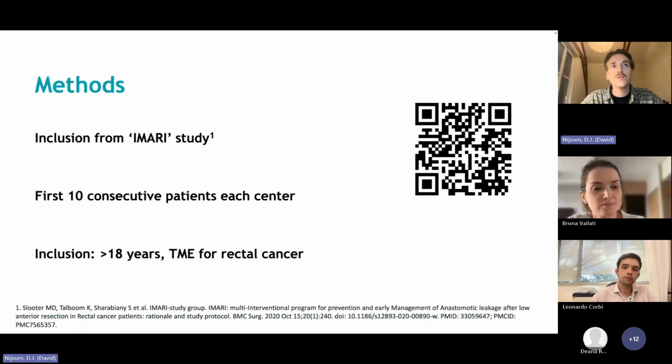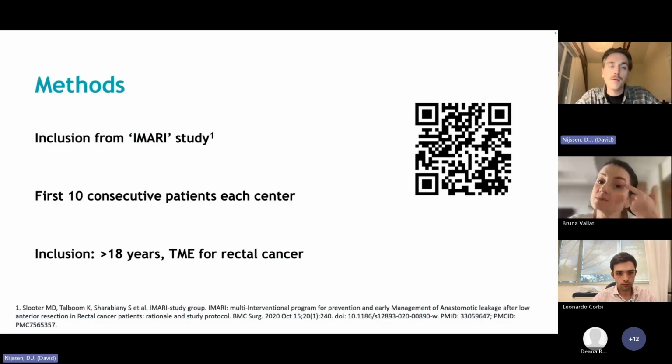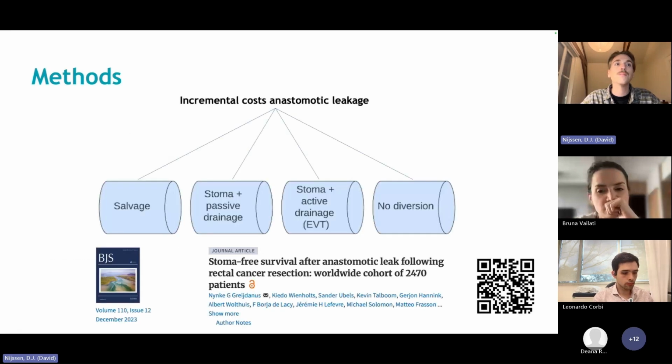We included patients from the IMARI study, which was a national study that has now completed inclusion. These are patients above 18 years old who underwent total mesorectal excision for rectal cancer. Because we wanted an even distribution of patients from all different centers, we took the first 10 consecutive patients from each hospital that was available in this database, so that we have an even distribution of academic and non-academic centers to give a more real-world reflection.